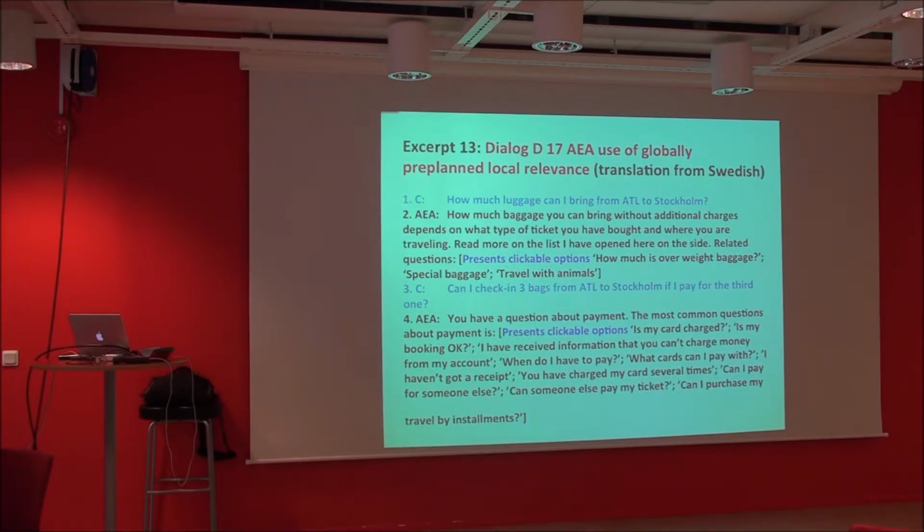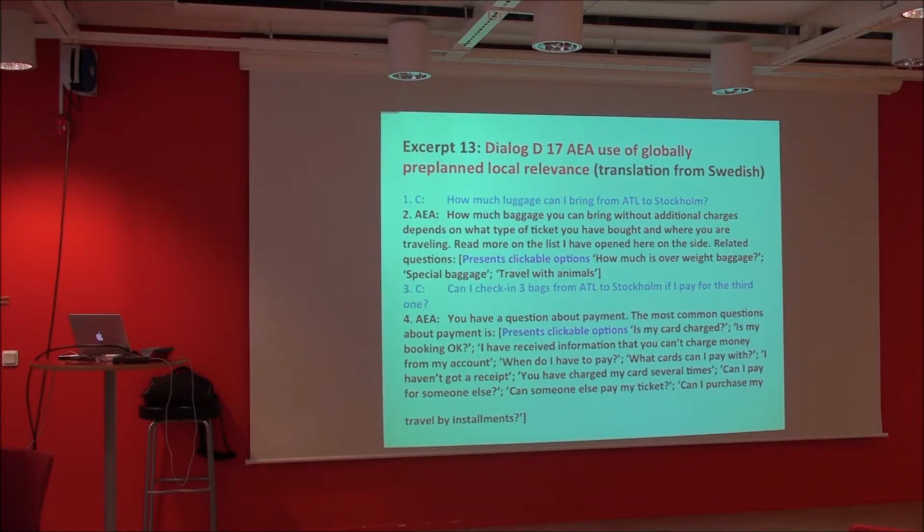So then the customer comes back. Can I check in 3 bags from ATL to Stockholm if I pay for the 3rd one? And the answer: you have a question about payment. The most common questions about payment are, and then you get clickable options again: Is my card charged? Is my booking okay? I have received information that you can't charge money from my account. When do I have to pay? What cards can I pay with? I haven't got a receipt. You have charged my card several times. Can I pay for someone else? Can someone else pay my ticket? Can I purchase my travel by installments?